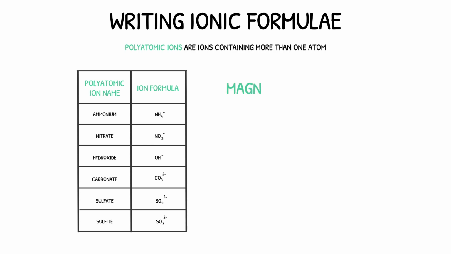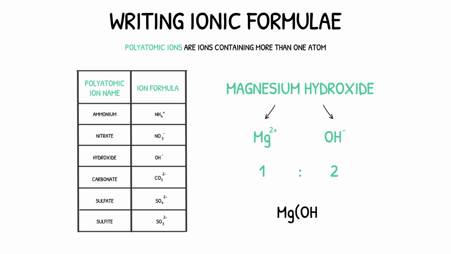For example, magnesium hydroxide is made up of the ions Mg2+ and OH-. Once again, the 2+ charge on the magnesium ion is not cancelled by the hydroxide ion when they are at a 1:1 ratio. You'll need 1 magnesium ion for every 2 hydroxide ions. Remember, you cannot change any of the subscript numbers in the hydroxide ion, so we must use brackets to write the formula for this compound. The ionic formula for magnesium hydroxide is Mg(OH)2.